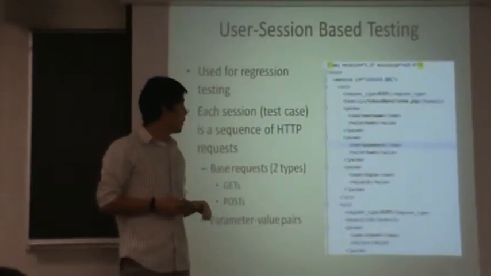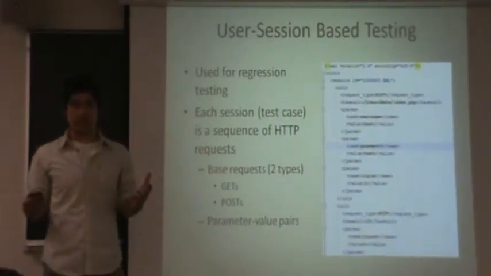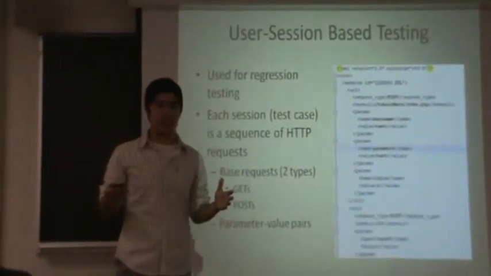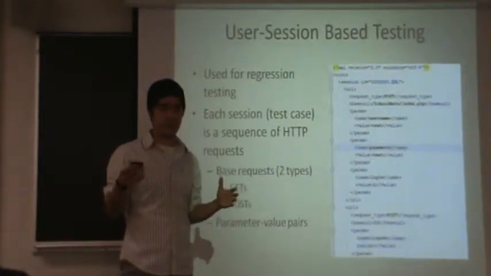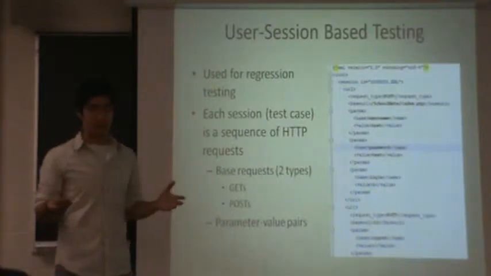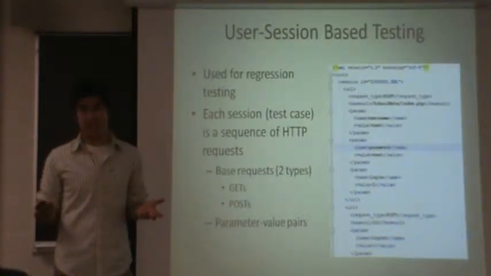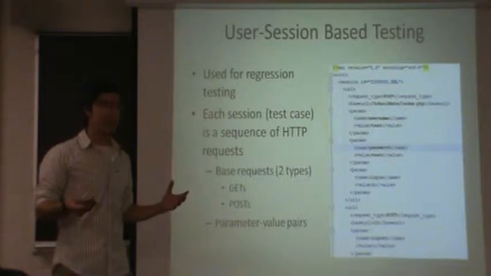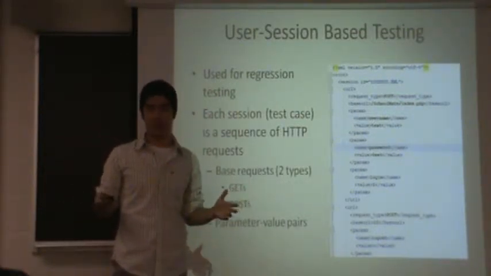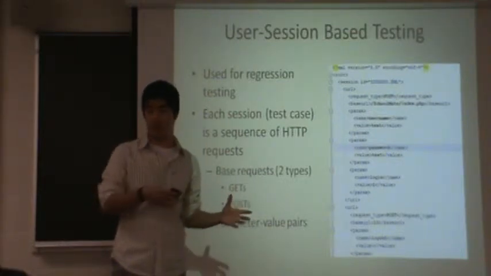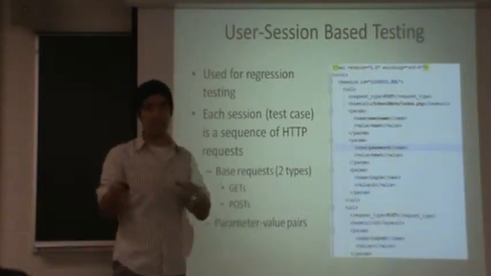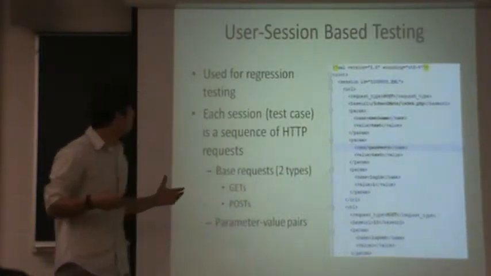So user session-based testing is being able to use data gathered from actual users and use that for testing. Many web developers use user session-based testing for regression testing. For instance, when they roll out a new version of a web application, they'll use regression testing using data from older versions of the web application, and use that data to test the new version to make sure it's working correctly and everything.